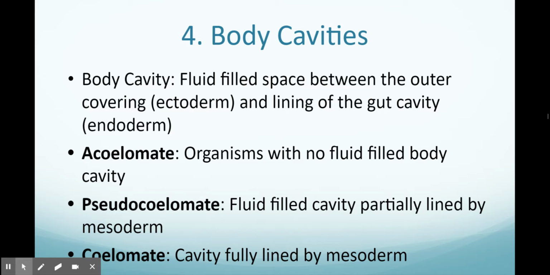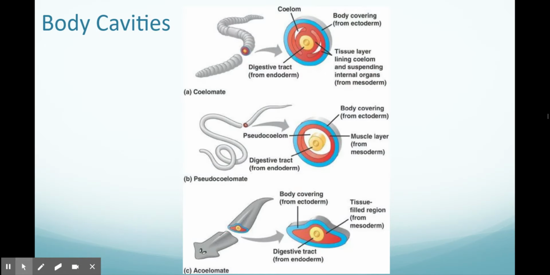A pseudocoelomate has a fluid-filled cavity. Pseudo means false, but it's only partially lined by that middle layer, the mesoderm. And a coelomate would be an organism that has that fluid-filled internal space between their ectoderm and endoderm, but on both sides of that filled space is mesoderm. So it's a fully lined, fluid-filled space. Here it is in visual representation.